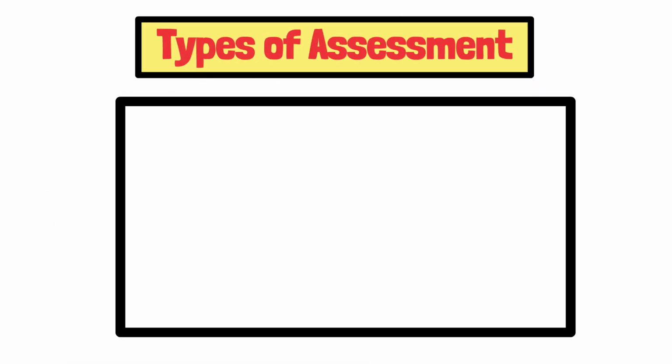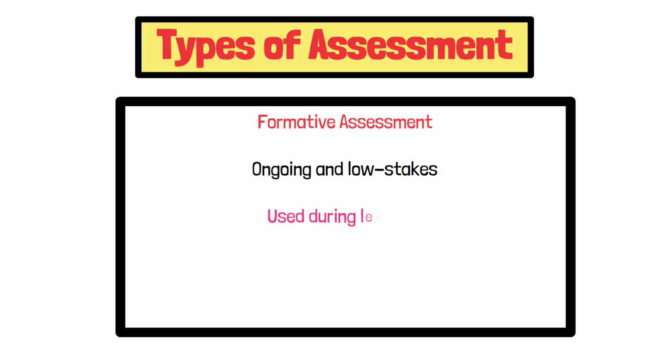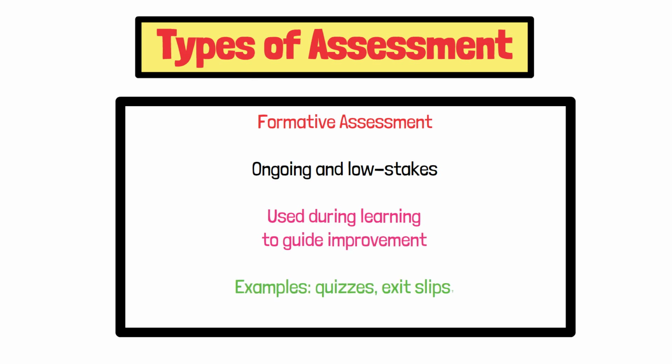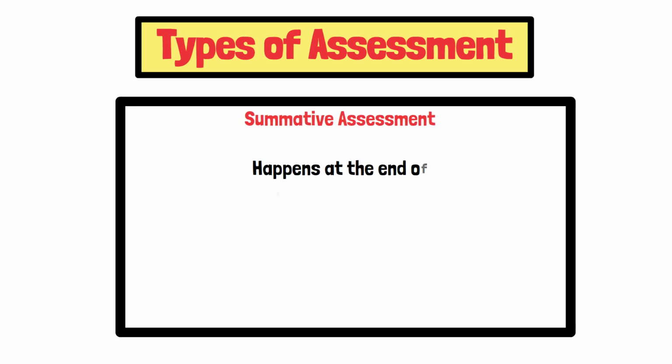Types of assessment. There are three main types. Formative assessment: ongoing and low stakes, used during learning to guide improvement. Examples: quizzes, exit slips, class polls, peer feedback. Summative assessment happens at the end of a topic or course, and measures what was learned.